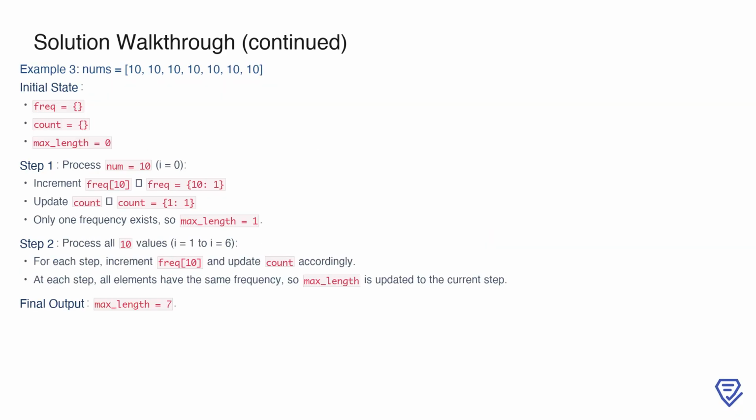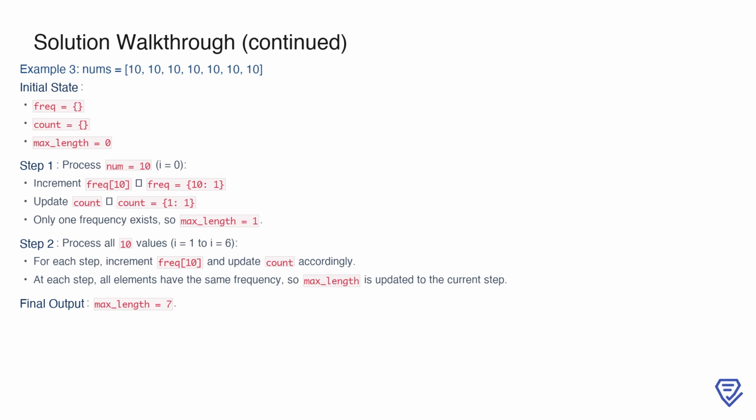In this example, nums is 10, 10, 10, 10, 10, 10, 10. Initially, frequency and count are empty, and max_length is set to 0. For the first number, 10, we increment its frequency in the frequency map, resulting in frequency equals 10, 1, and update count to 1, 1, indicating one number with a frequency of 1. Since there's only one frequency present, max_length becomes 1.